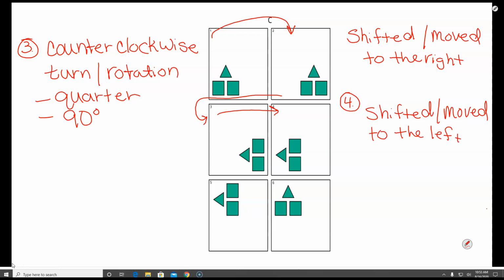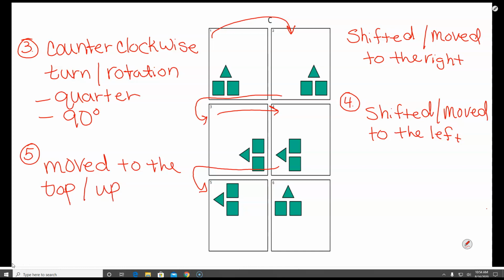So then let's look at 4 to 5. From 4 to 5. If you look again, you gotta look close because they're all together. So this one was on the bottom, and now your figure is on the top. So I'm going to say it moved. It moved. Let's put number 5 here. It moved to the top, or you could say it moved up. Either one's fine. Okay.